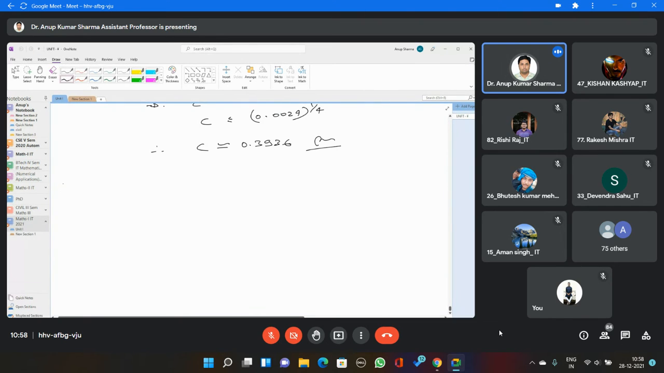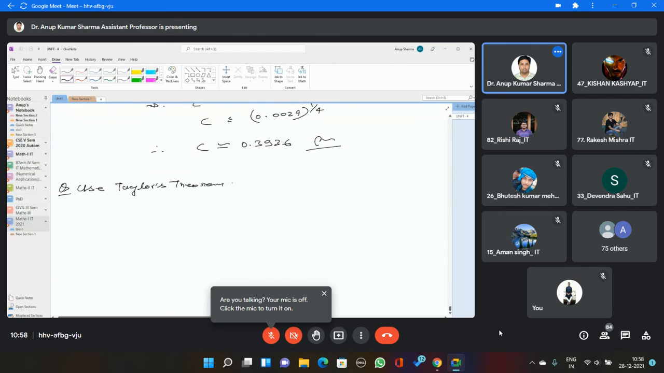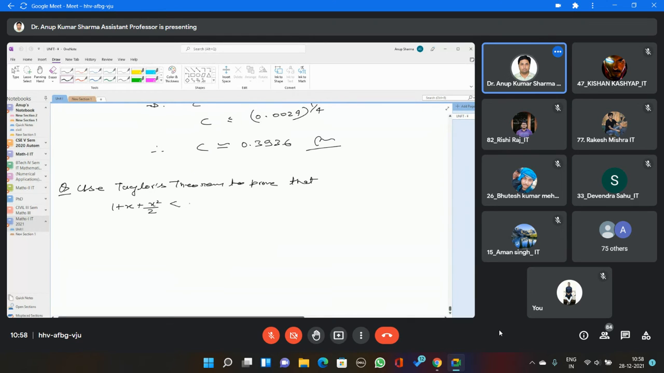So the next question is here. Use Taylor's theorem to prove that 1 plus x square upon 2 is less than e to the power x, which is less than 1 plus x plus x square upon 2 e to the power x, for x greater than 0.